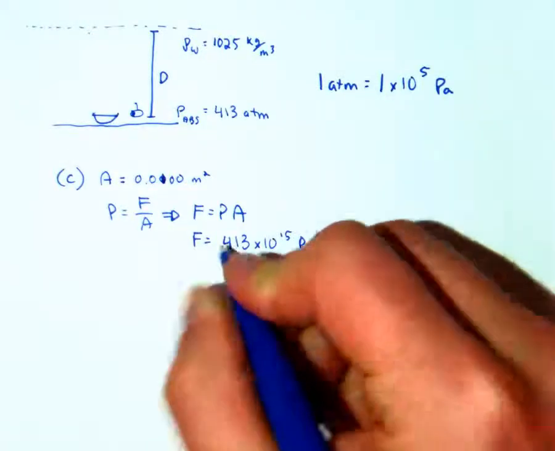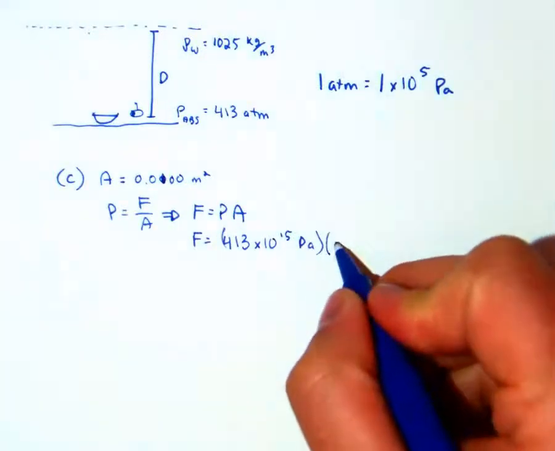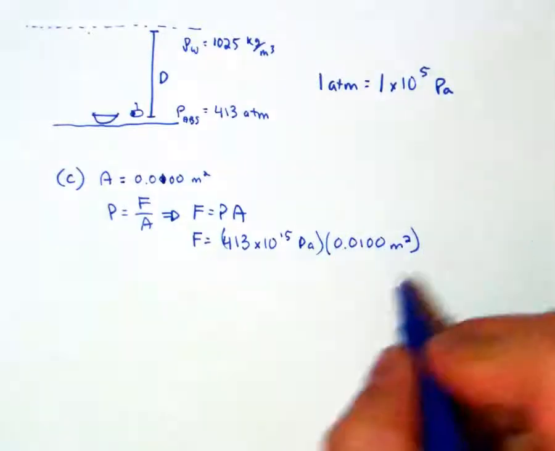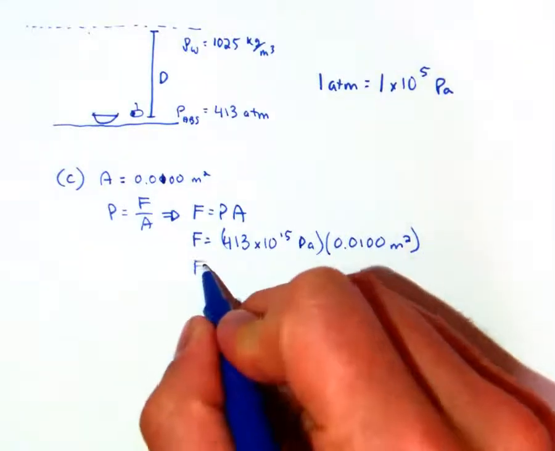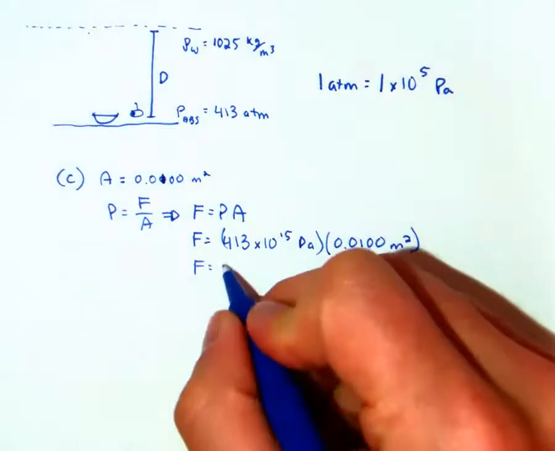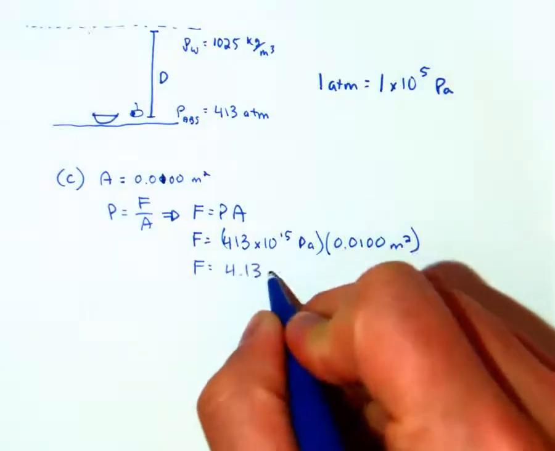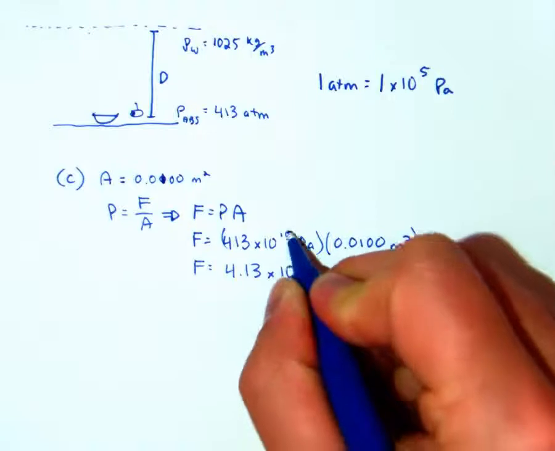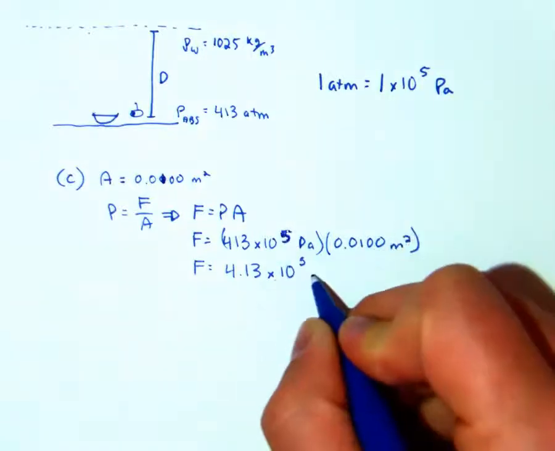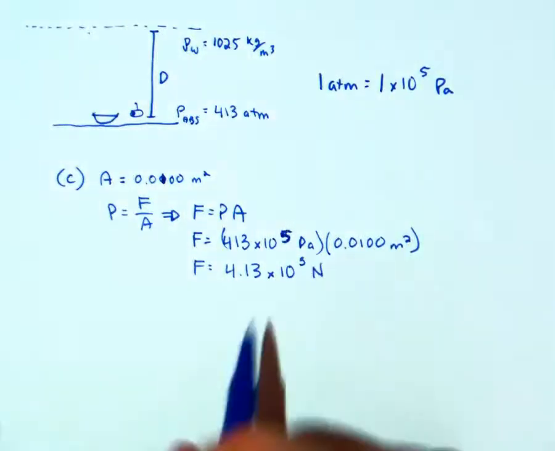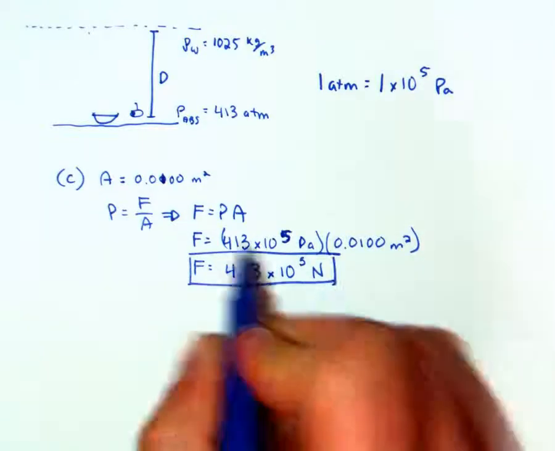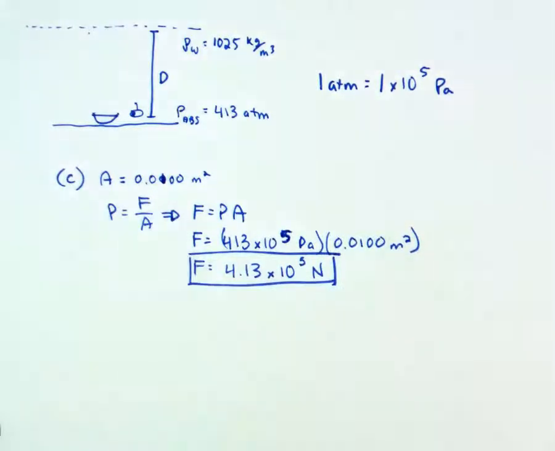Pascals times the area of the window, which is 0.0100 square meters, and I'm given a force. That calculation is not too bad. It's going to be 4.13 times 10 to the 5th newtons. So 4.13 times 10 to the 5th newtons of force on that window. Very simple calculation, but be very methodical as you show your work.